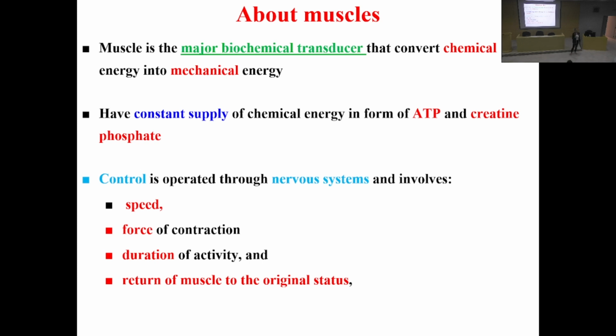We will see how this ATP will be used, how it will be metabolized, what the products of this metabolism are, and how they can help in the contractions of the muscles. And you will see as well how creatine will be synthesized and how it will be degraded. All right. The control of the muscle contractions is under the nervous system. The nervous system controls the speed, the contractions, the duration of the activity, and also the return to the resting state.